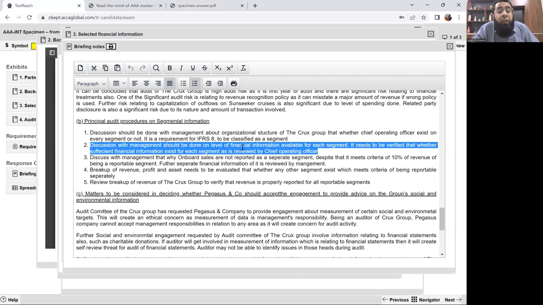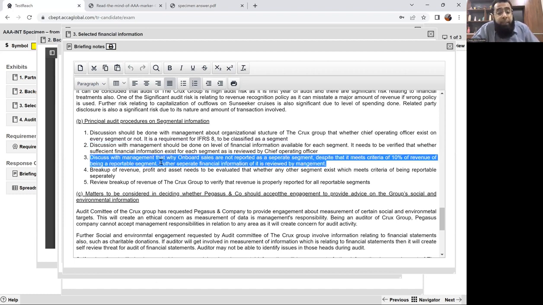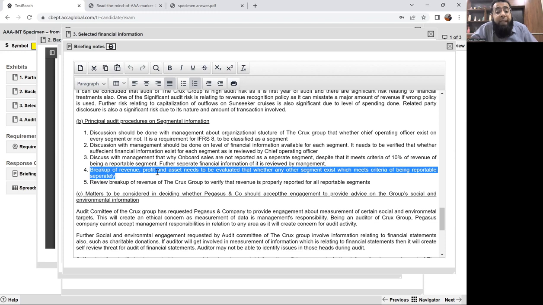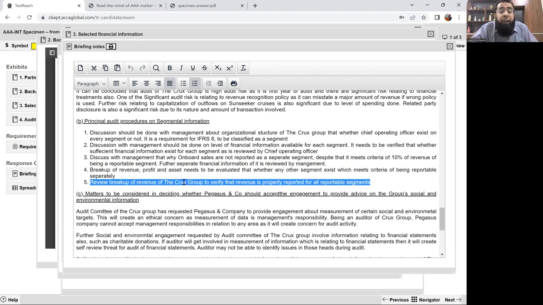Discussion with management should be done on level of financial information available for each segment. It needs to be verified that whether sufficient financial information exists for each segment as it is reviewed by the Chief Operating Officer. So we identified 2 procedures on what the segment is. Then we referred to reportable segment. Discuss with management why onboard sales are not reported as a segment, despite that it meets the 10% criteria. Breakup of revenue, profits, and assets need to be evaluated that whether any other segment exists which meets the criteria. Review the breakup of the revenue of Crux Group to verify that revenue is properly reported for all reportable segments.